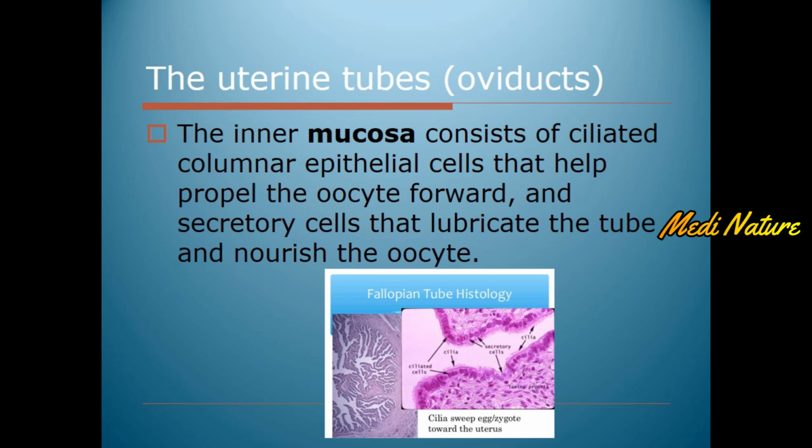The innermost layer is the mucosa. It consists of ciliated columnar epithelial cells. The movement of the cilia is important for the forward movement of the oocyte towards the uterus. There are some secretory cells in the mucosa. These secretions lubricate the tube and also nourish the oocytes.